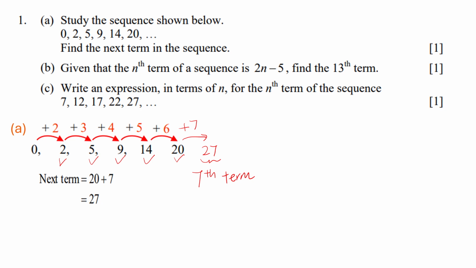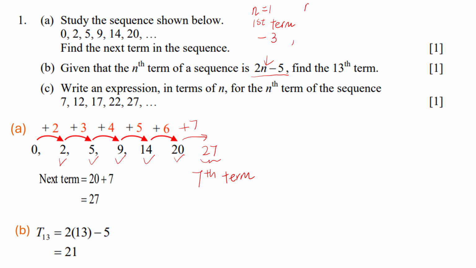Let's look at part B. For part B, you're given the formula. This is more like a formula to find the terms, right? So n represents the term number. I can let n equal 1. That is the first term. When n is equal to 1, we are referring to the first term. And if I substitute n to be 1 into this formula, you get the first term to be negative 3.